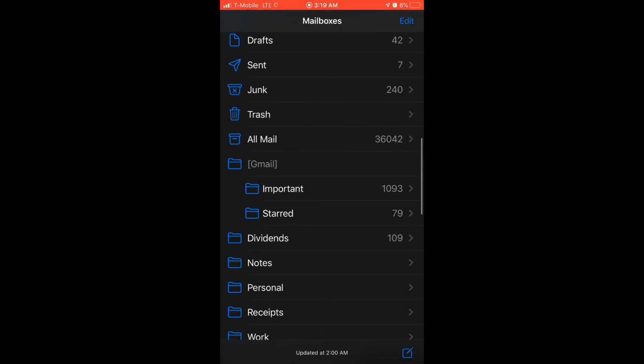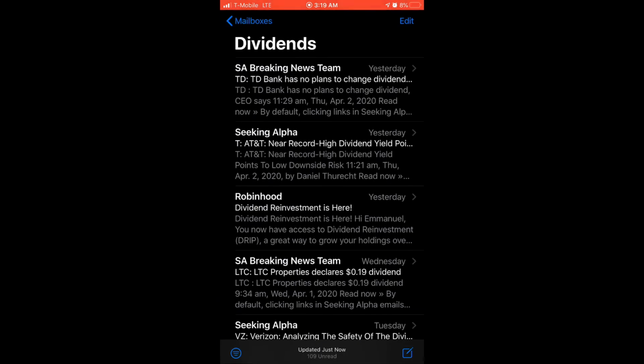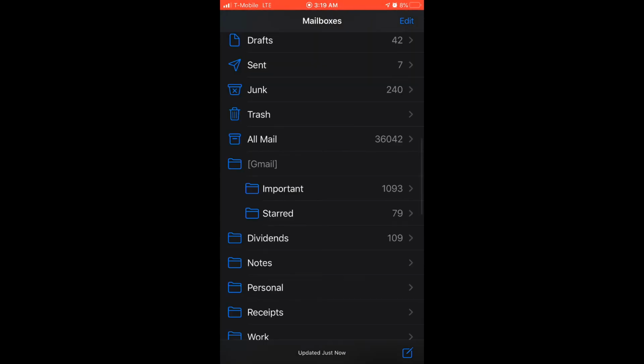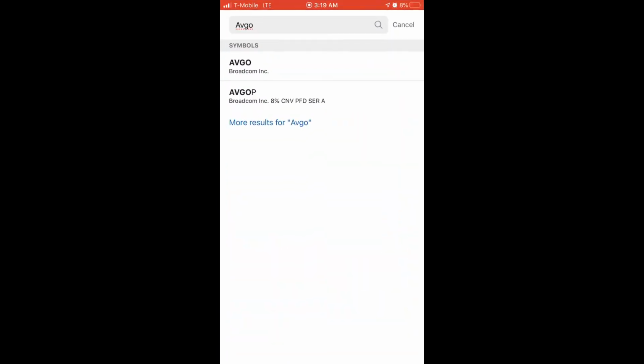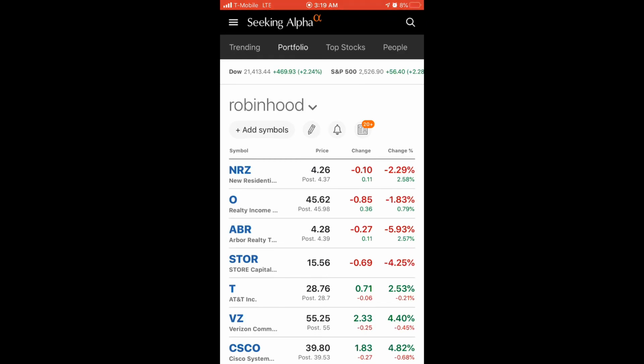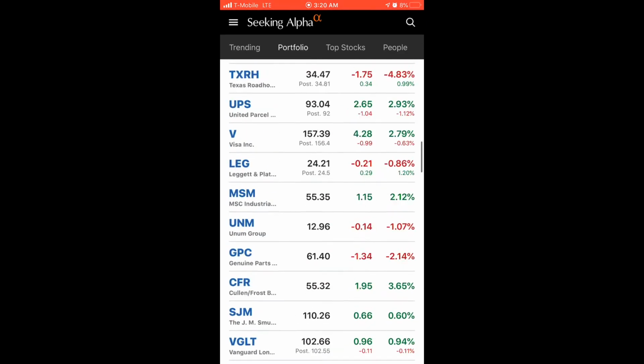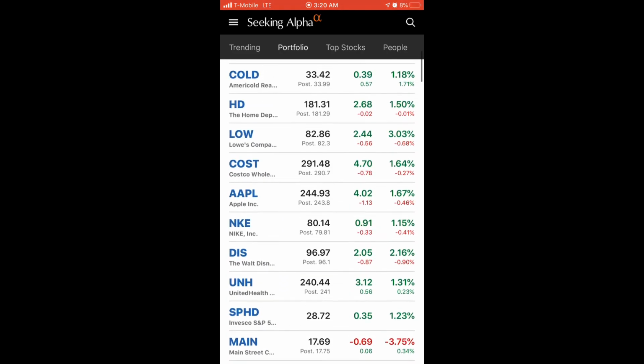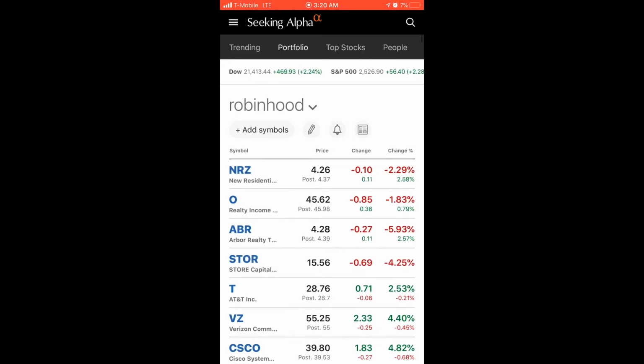I have a tab here that shows dividends. I created this tab and I receive information about the dividends of the companies. So when they cut the dividends, when they raise the dividends, I can keep track. And this is through Seeking Alpha, because I have my portfolio here, and then you add all your stocks here, and when those companies cut the dividends or raise the dividends, they will send a notification to you, and then you can filter in your email and create a tab to receive them.